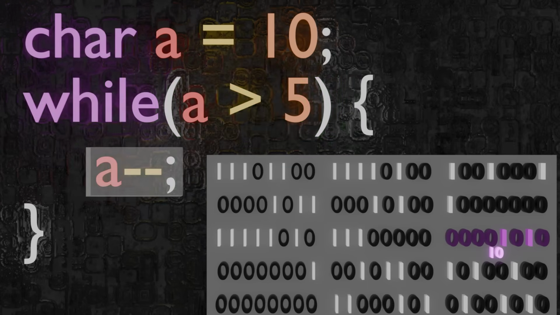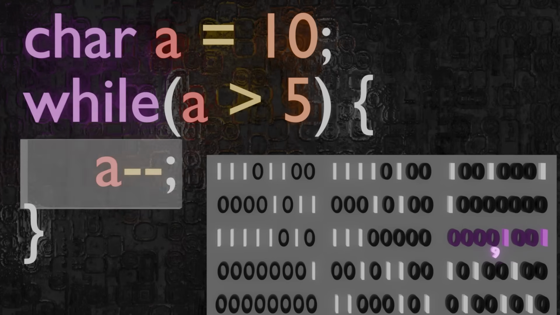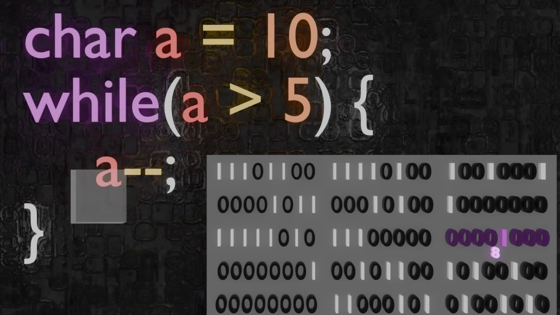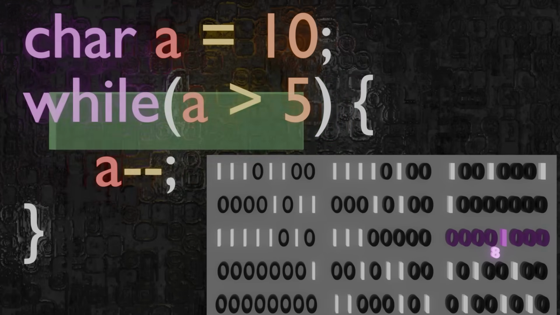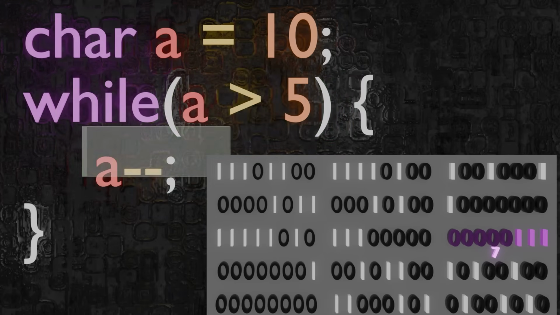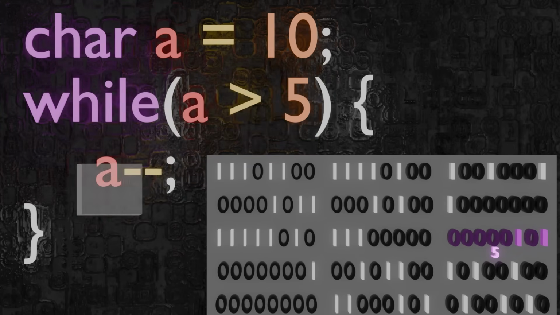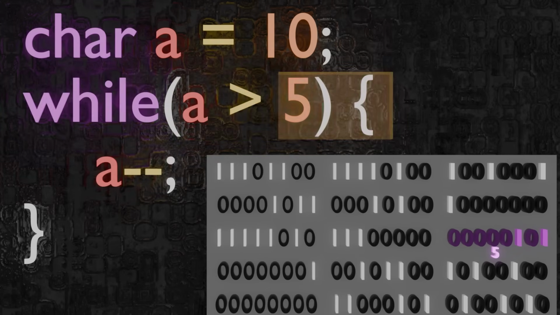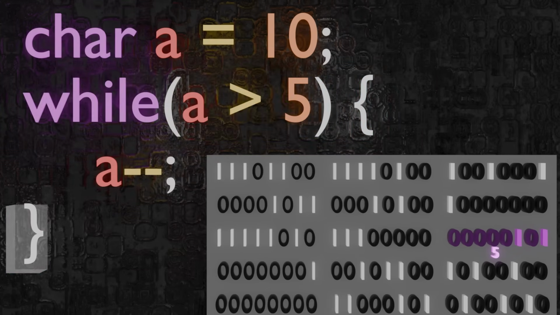This is just the decrement, so we decrement the a, and now it's equal to a 9. Then we go back to the beginning of the loop, check if the statement is true, which it is, and so execute the inside, and repeat until it's no longer true, in which case we just move on. That's how a while loop works.